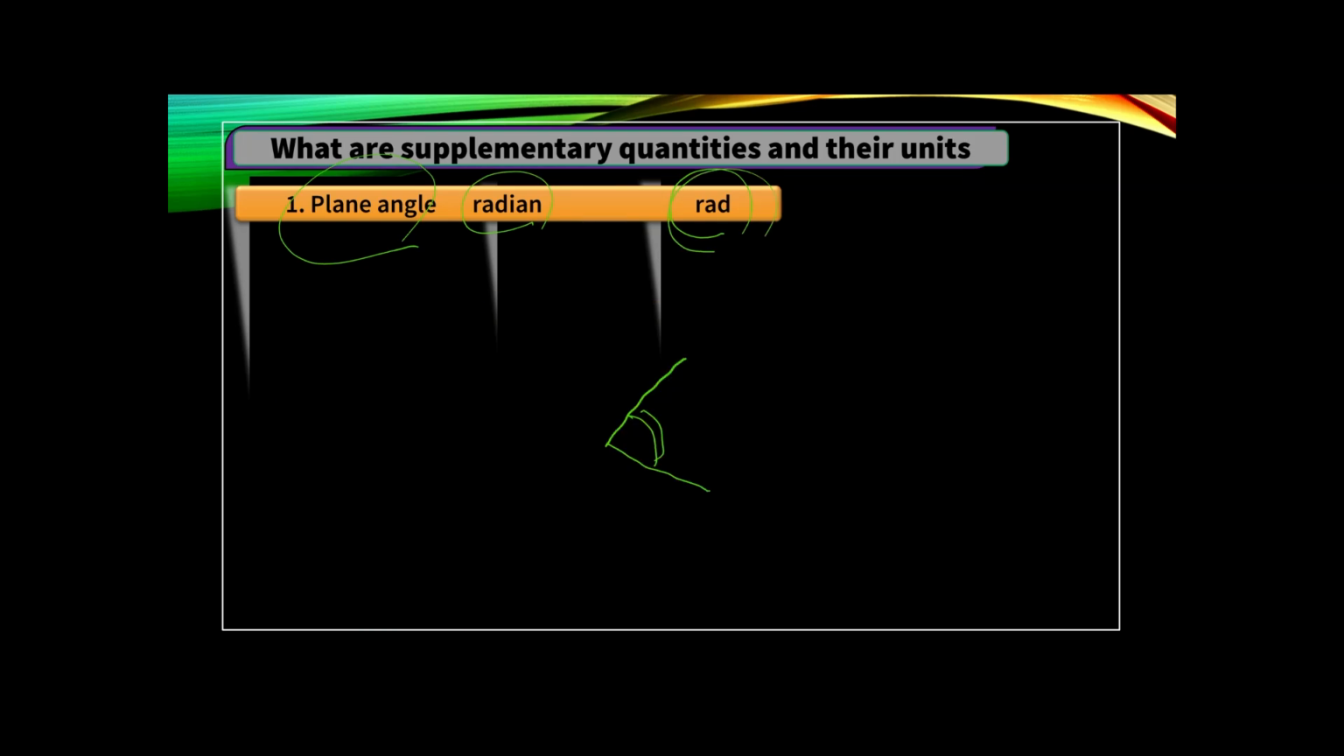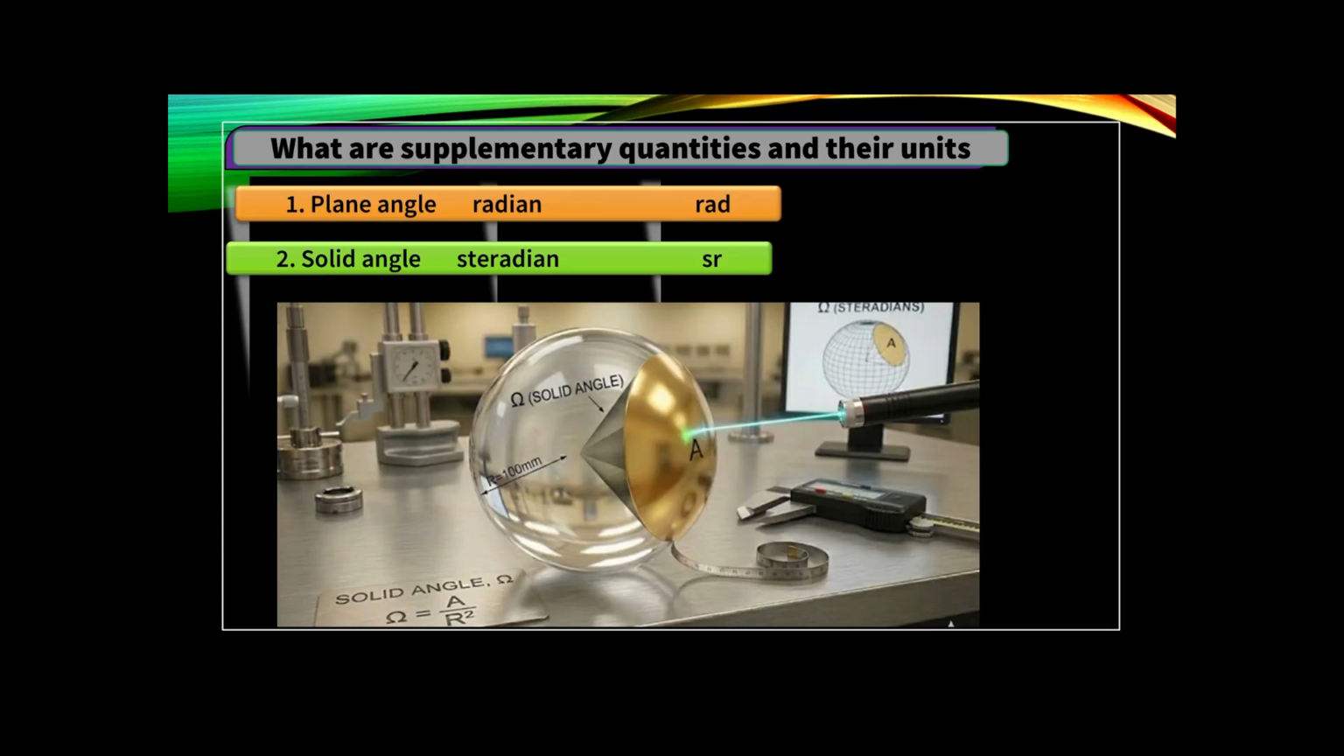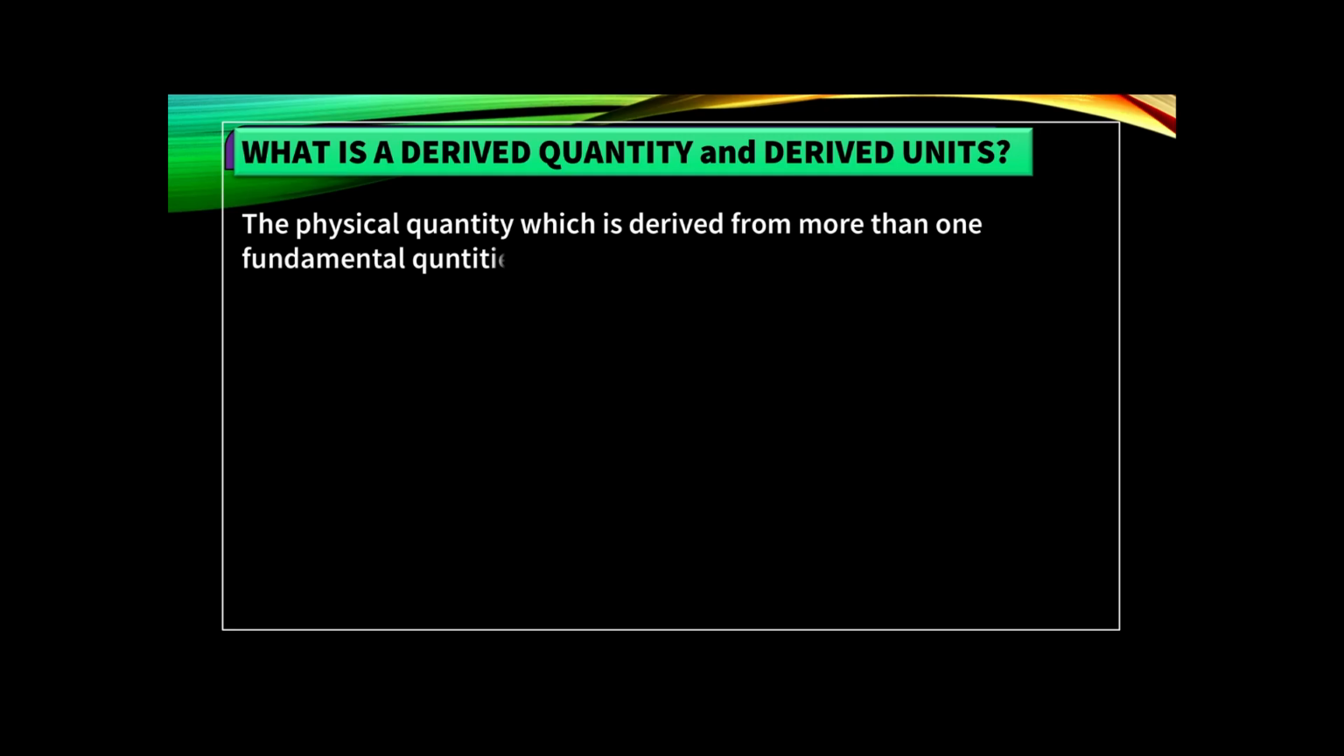Now, we move on to another supplementary quantity. We call it solid angle, which is the angle subtended by a solid. Look at this picture. This is a sphere and there is a surface which is golden in color. And this angle, can you call it plane angle? No. Why not? Because it is not on a plane. It is on a solid surface. So the angle within a plane, you call it plane angle. And the angle within a solid, you call it solid angle. And what is the unit of solid angle? Steradian, the short form sr. Now, we move on to the next type of physical quantities, which is derived quantities.